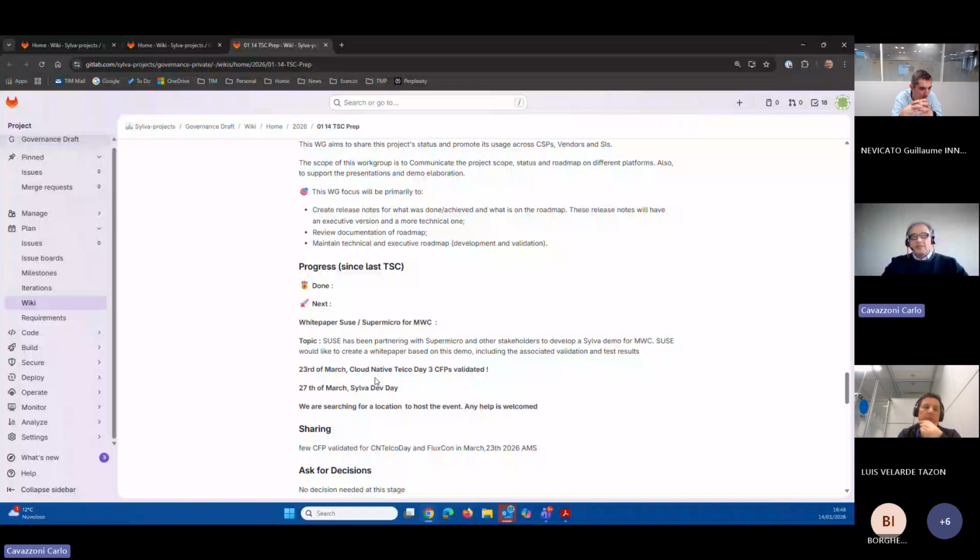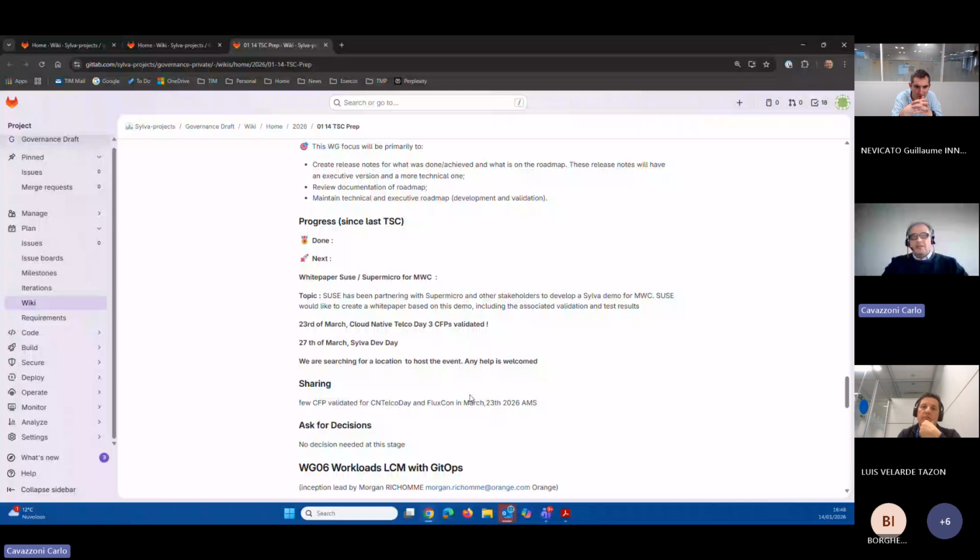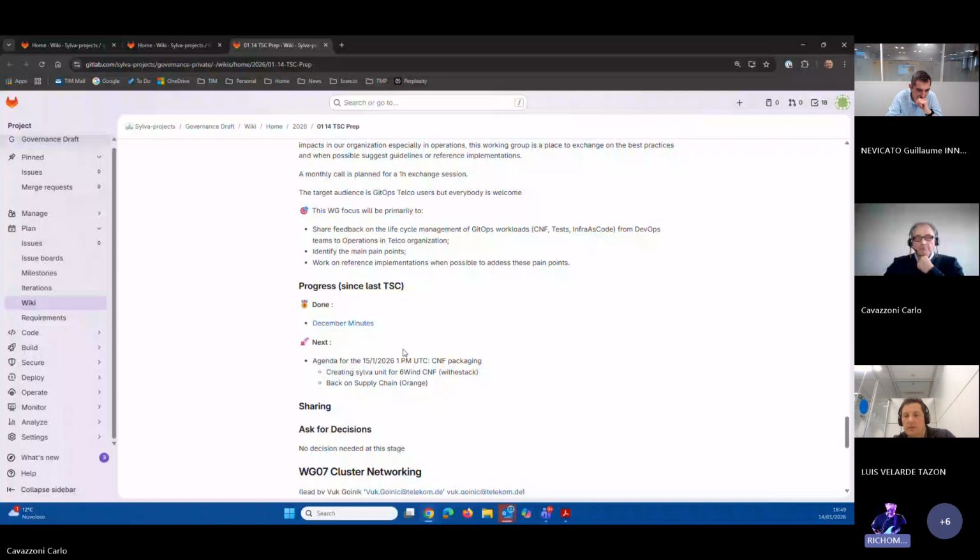Okay, let's move to workgroup 6. Morgan. Yes, I just mentioned that minutes from the December session have been published. We're happy to welcome new people in this working group, people from Telstra, the Australian operator. The next session is tomorrow at 1 p.m. UTC, and we will also be happy to welcome a new contributor, White Stack, who is already an actor of working group 2 and now has their own lab, and will make a short introduction of their activity. The session is dedicated to CNF packaging.